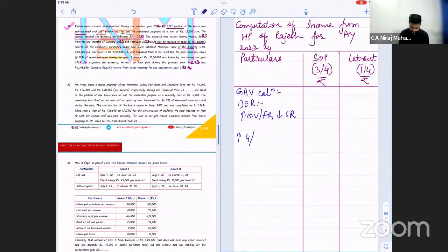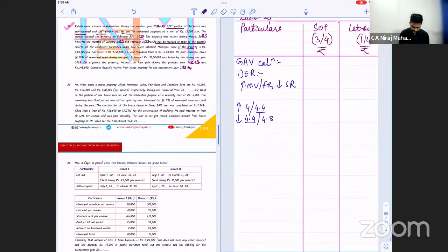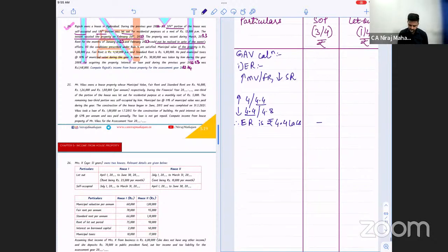Or fair rent is what? 4.4. Higher is 4.4. Lower of 4.4 or standard rent, which is 4.8. So the lower we want, 4.4. Therefore, expected rent is 4.4 lakhs. Okay, everybody. Obviously, we are not giving anything to self-occupied. So we have to apportion, na, Nitin. So 4.4 lakhs into 1/4. How much? 1,10,000, all of you?